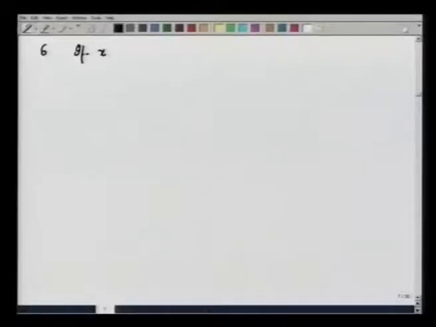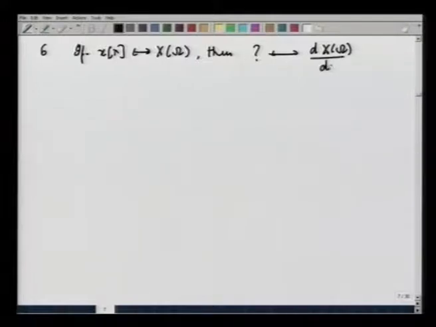So, having dealt with the effects of differencing and summation on the DTFT, we will now see something else. What happens to x[n] if X(omega) is differentiated in omega? That is to say, if x[n] maps to X(omega) under the DTFT, then what maps to dX(omega) by d omega?